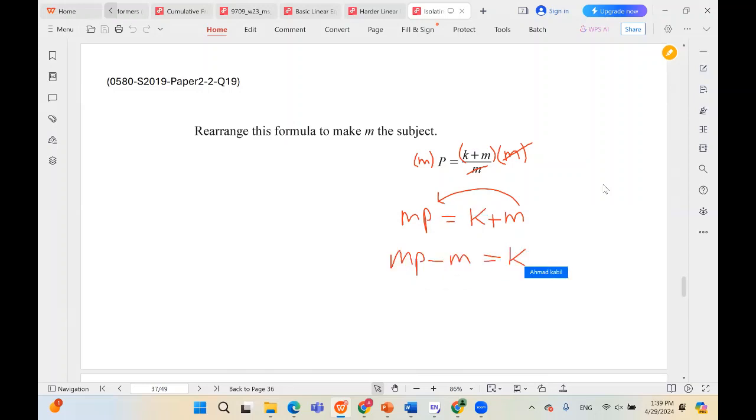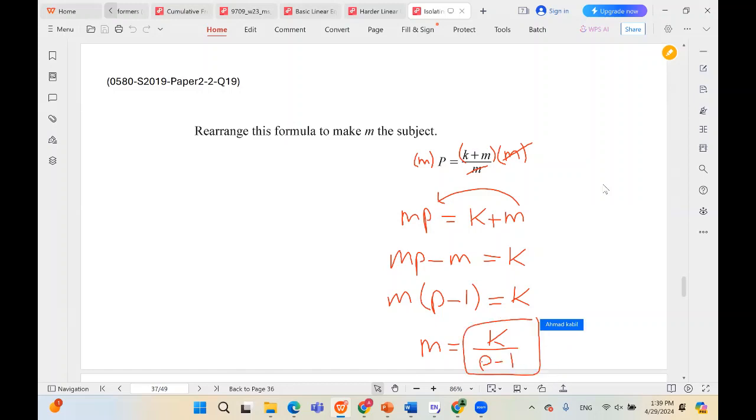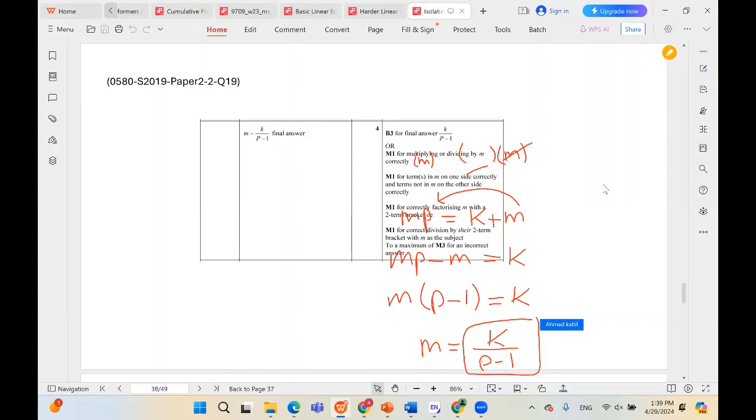We would have to take m out as a common factor. So m times p minus 1 equals k. And then m equals k over p minus 1. And this would be the final expression. K over p minus 1 is correct.